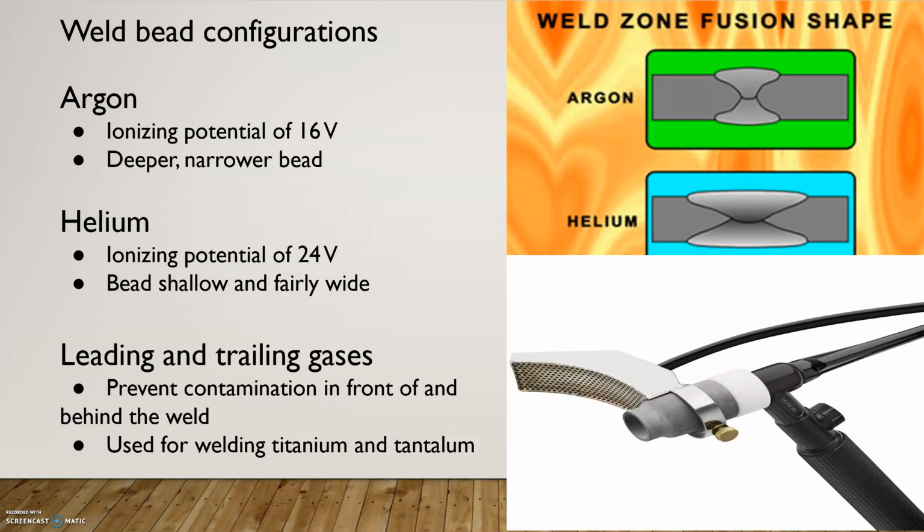Leading and trailing gases prevent oxidation before and after the weld. Trailing cups are used for materials like titanium and tantalum. You can see this was a trailing cup here. These things are pretty expensive. It's often easier just to make your own.